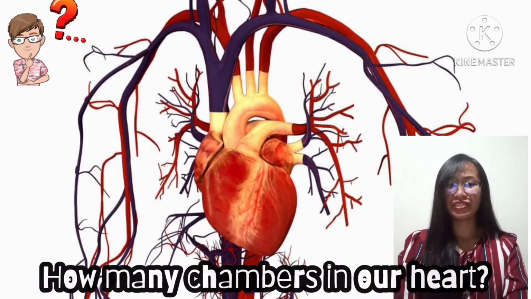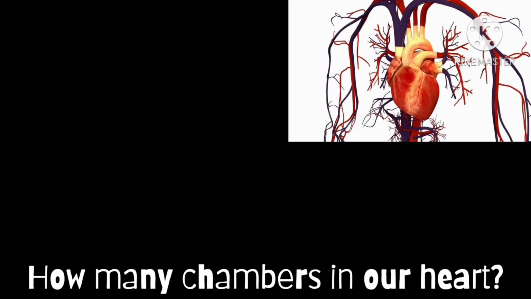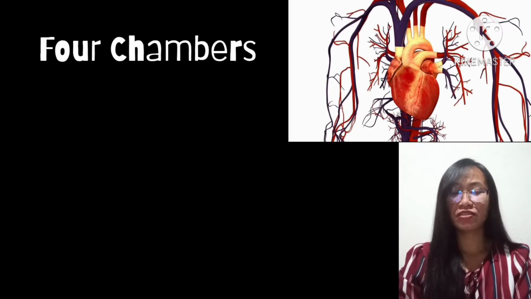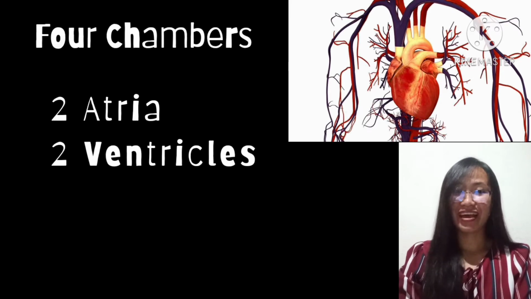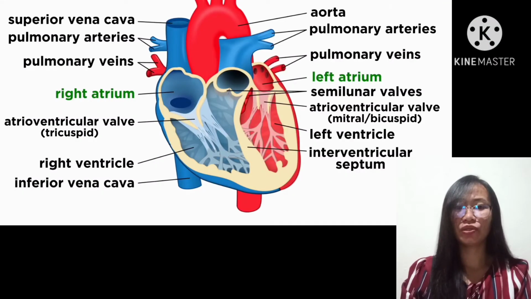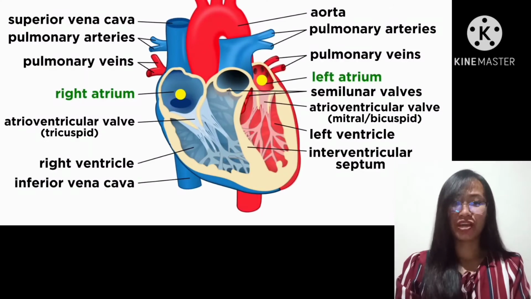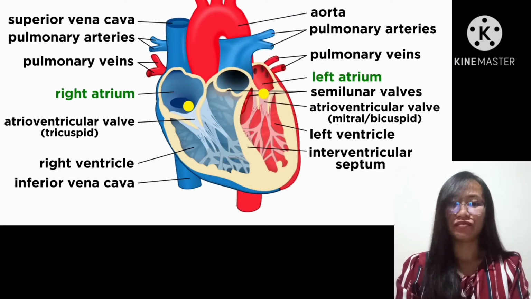Speaking of chambers, how many chambers do we have in our heart? We have four chambers, which are the two atria and the two ventricles. The atria are separated by the interatrial septum, and the ventricles are separated by the interventricular septum. The atria are the receiving chambers where the blood arrives before it is pushed down into the ventricles.